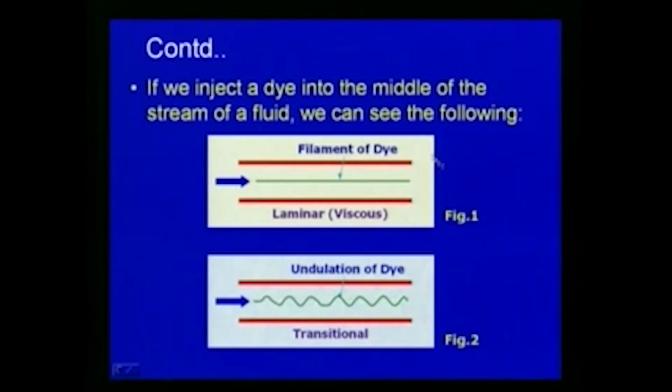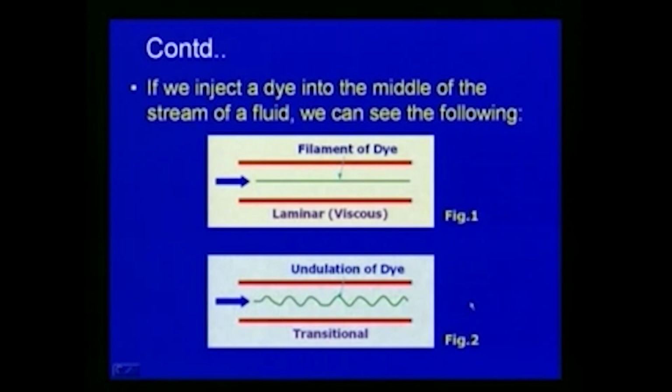But if we increase the velocity of the fluid flow through the pipe further, then at a certain stage the filament of dye, which was flowing as a very thin layer, starts to be disturbed. You can see that undulation of the dye takes place, and the flow changes from the laminar condition, and as we keep on increasing the velocity, finally becomes turbulent. This stage is the so-called transitional stage in pipe flow.